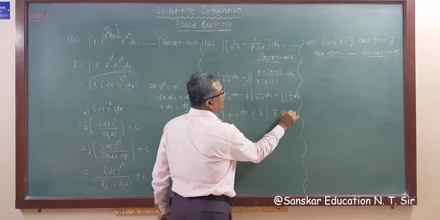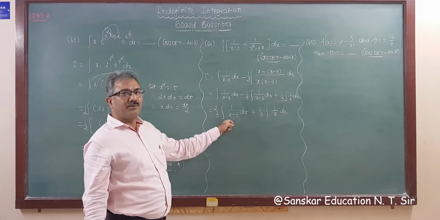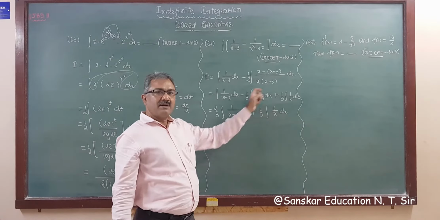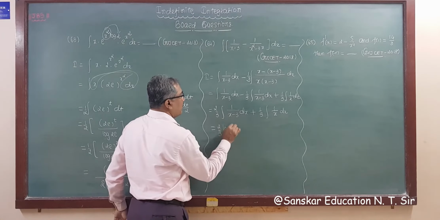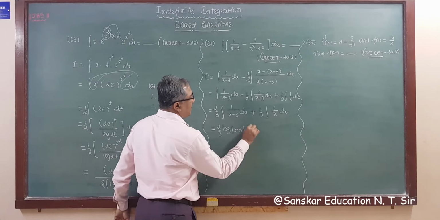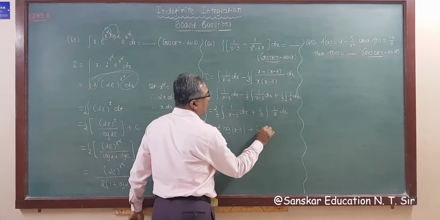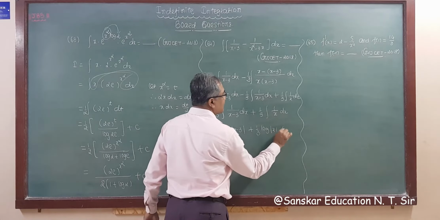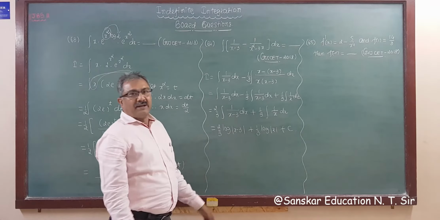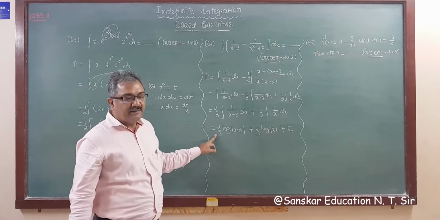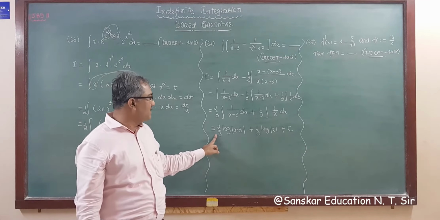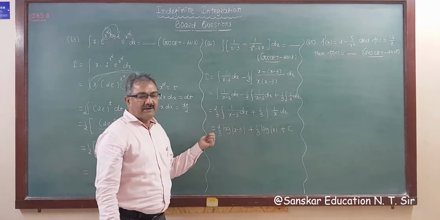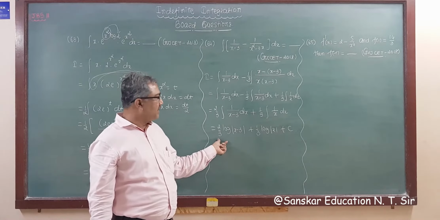So derivative of denominator is numerator, derivative of denominator is numerator. So answer will be 2 by 3 log mod x minus 3 plus 1 upon 3 log mod x plus c. Right? Now, is this answer given? 64, 2 by 3 log mod x into x minus 3. Okay, this is not given, right? This answer is not given.